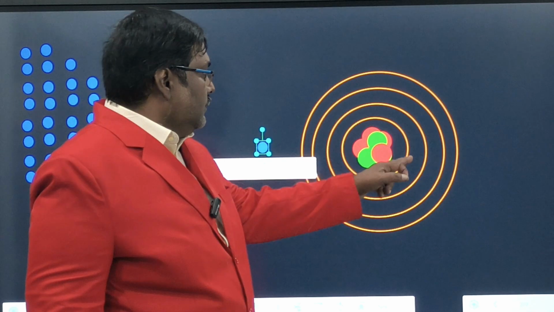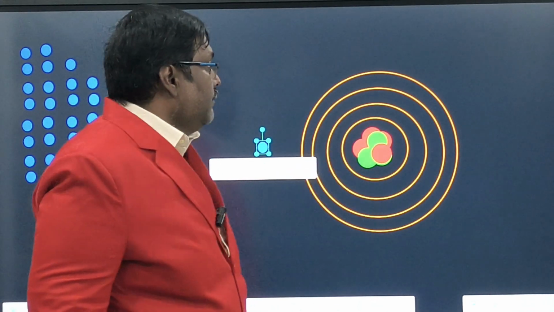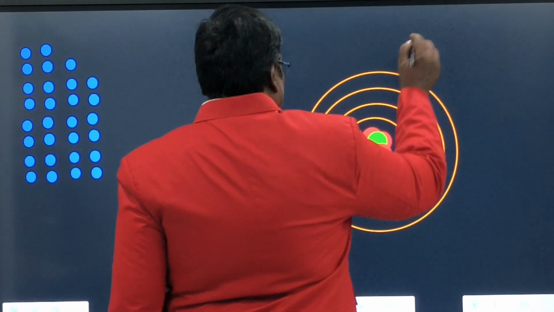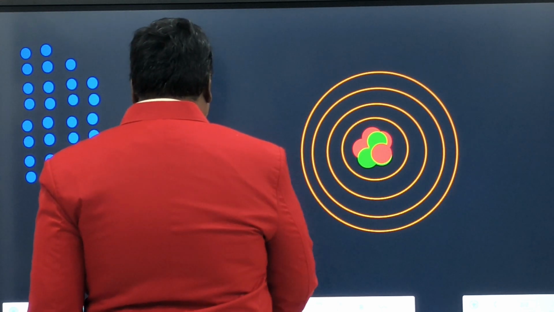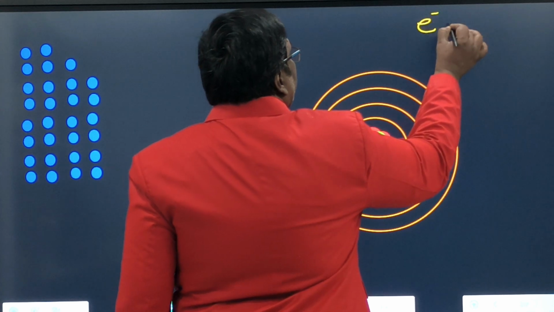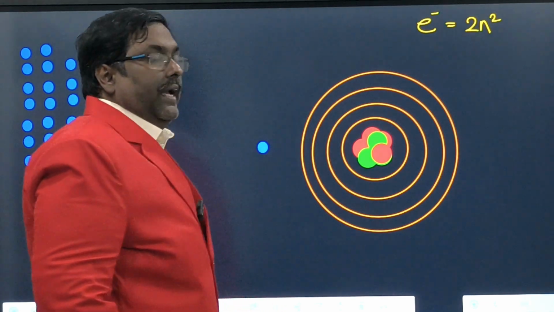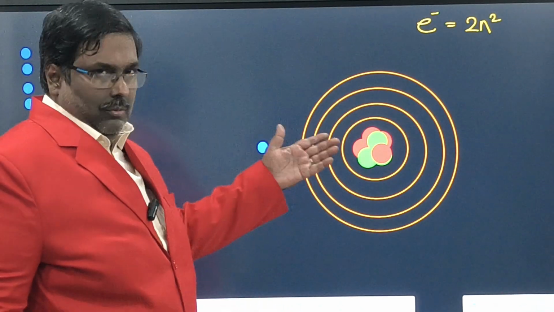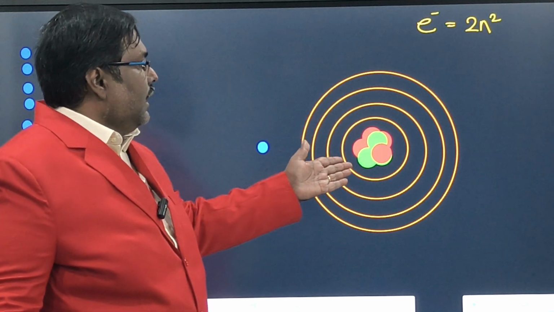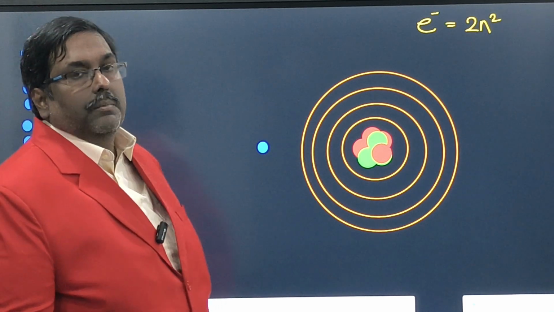So first orbit, this orbit is called K shell. This is the first orbit. The number of electrons will be 2n square. This is the formula they found. After innovation, they found this. This is the method formalized for how the electrons are distributed in the orbits.